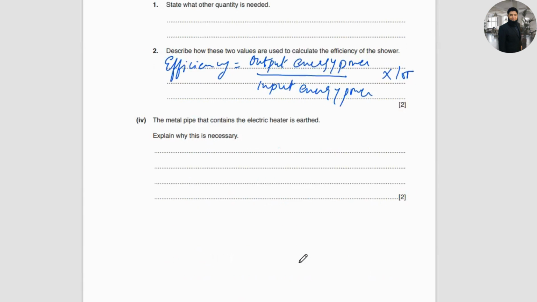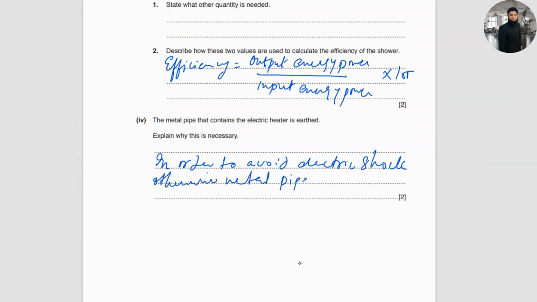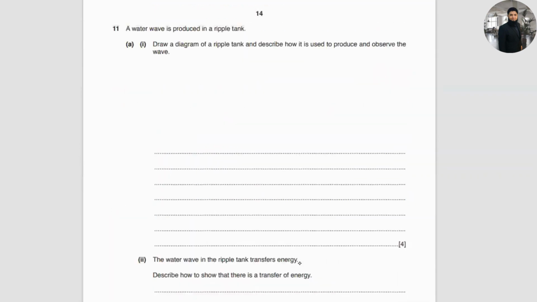It is always represented in percentage. The metal part that contains the electrical heater is earthed. Explain why this is necessary: in order to avoid electric shock. It is quite simple, because if it is not earthed, the metal pipe will become live, right? Otherwise the metal pipe becomes live, right?